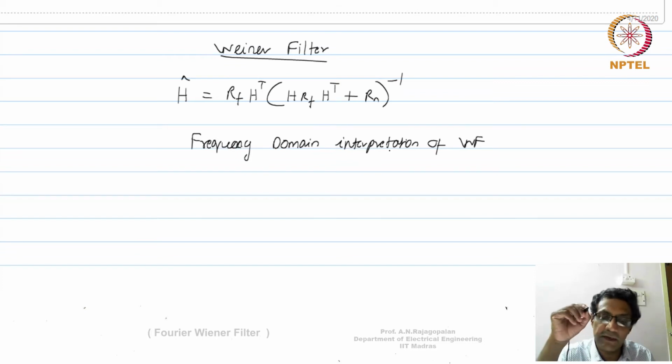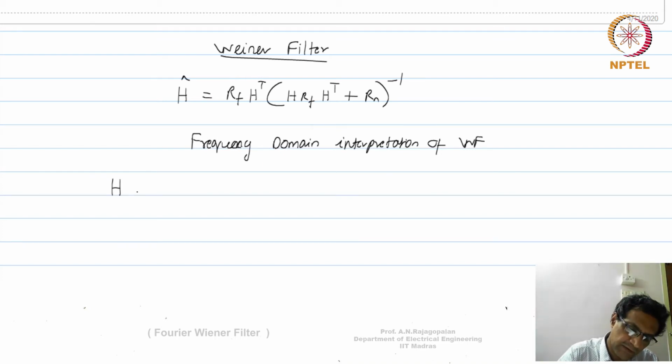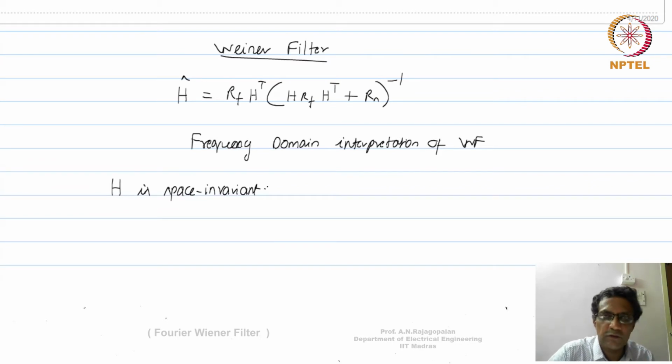But for the frequency domain interpretation, we'll have to make some assumptions. The first assumption that we're going to make is H is space invariant. Otherwise, this frequency interpretation becomes hard. And it's okay to assume that, because most of the time blur is space invariant. Therefore, it gives you the leeway to actually analyze things in the Fourier domain.